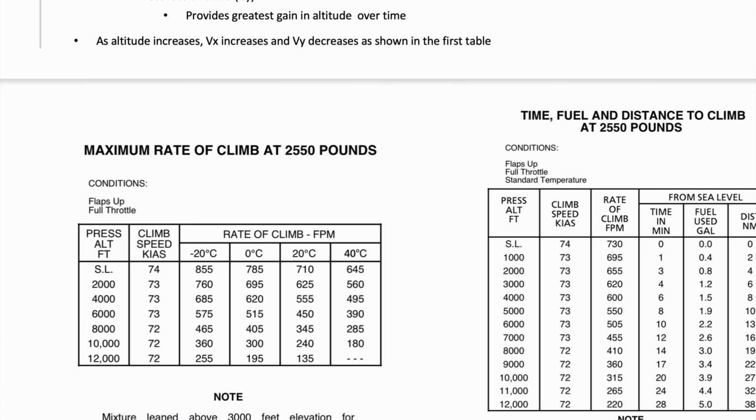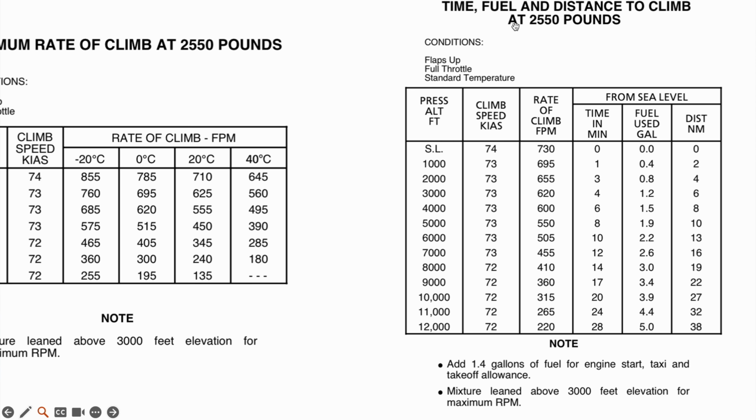And another common table that we will look at and use is time, fuel, and distance to climb. So the way you'd use this is going from sea level to, we'll just use 6,000 feet again, is you would go sea level to 6,000 feet, you would climb at 73 knots indicated, 505 feet per minute. It's going to take you 10 minutes and 2.2 gallons and 13 miles to get up to 6,000 feet. So if you were to maintain this airspeed, this is the performance you can expect to go from sea level to 6,000 feet.